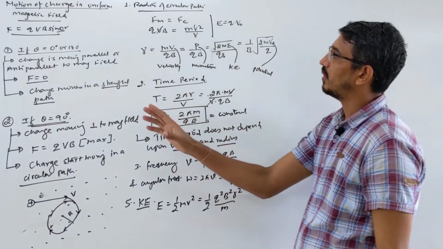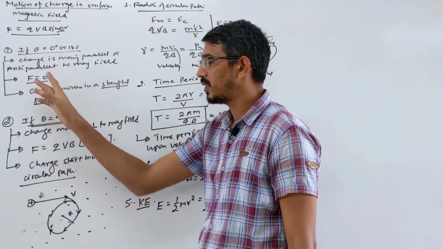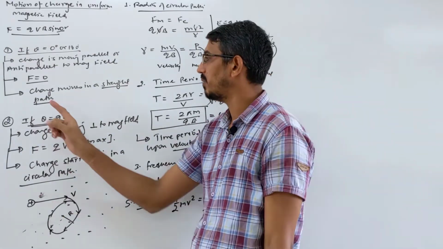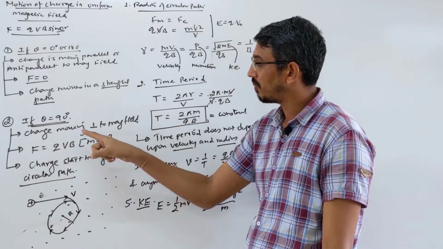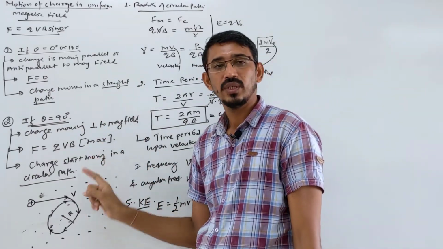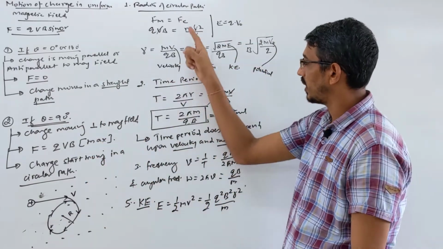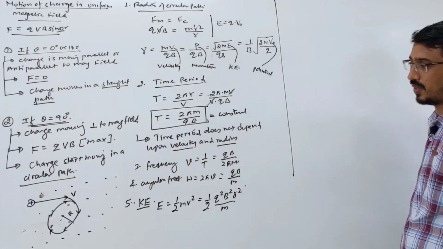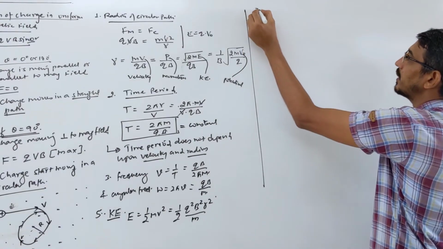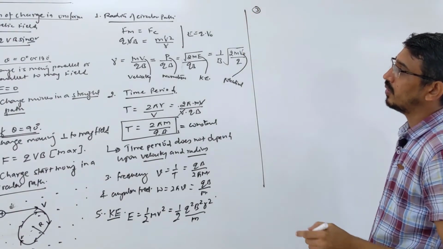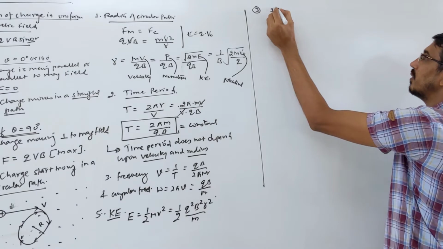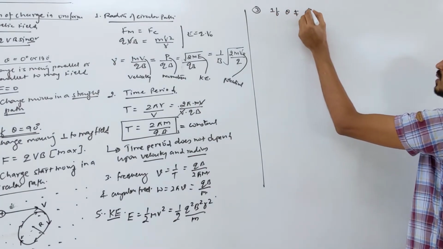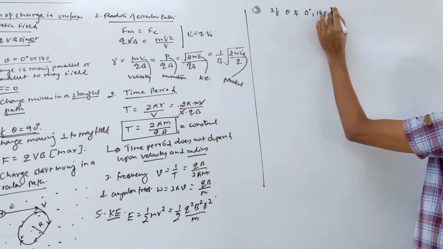So we were talking about how a charge moves in a magnetic field. Two possibilities we have already done. Charge moving parallel or anti-parallel will not experience any force, it just keeps moving in a straight line. Charge moving perpendicular experiences maximum force and moves in a circular path, and the numerical part of the circular path we have done here. Now we go to the third possibility. Third case, what happens? Charge is moving, but the angle is not equal to what? 0 degree, 180 degree, and 90 degree.